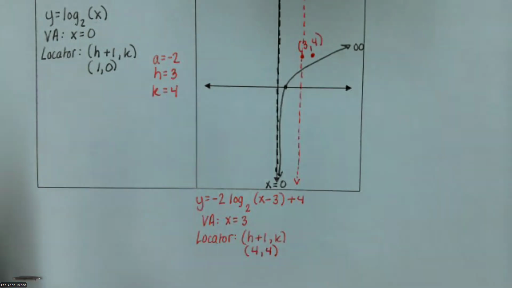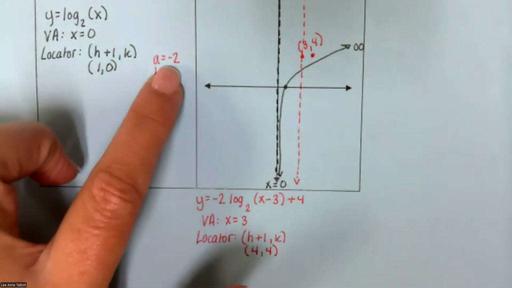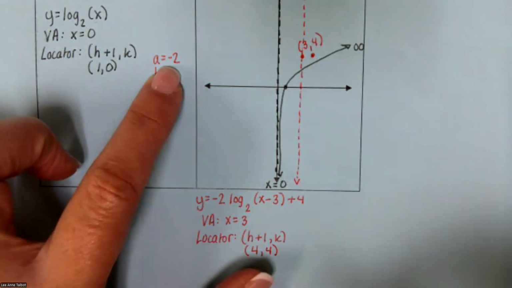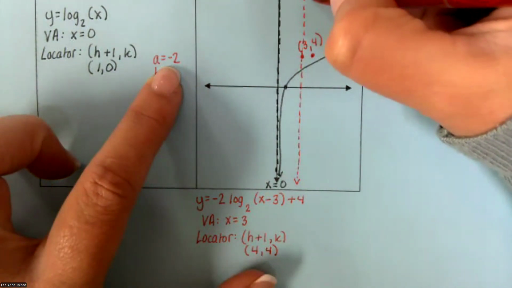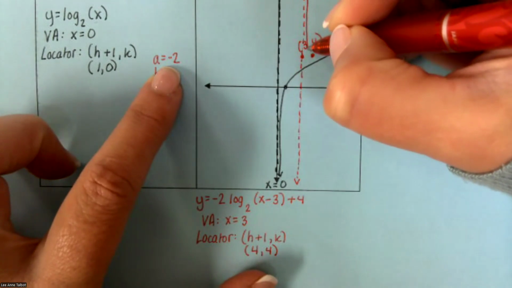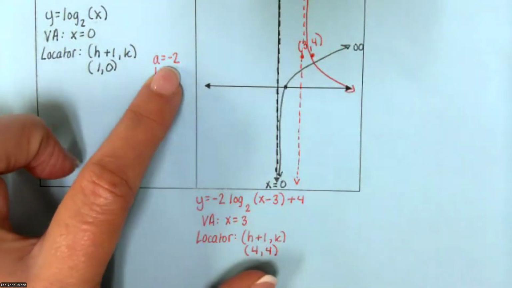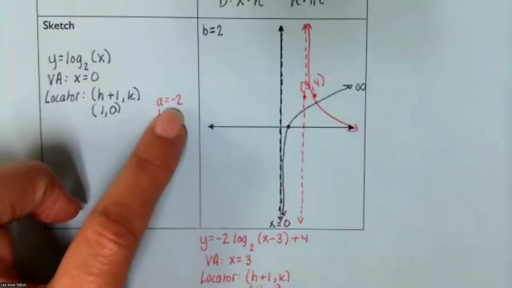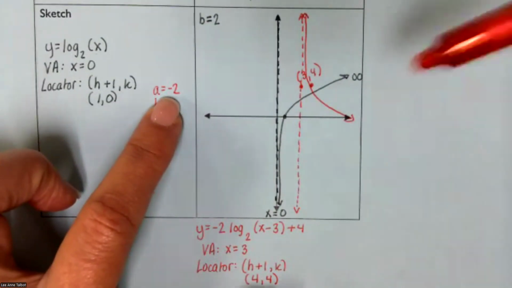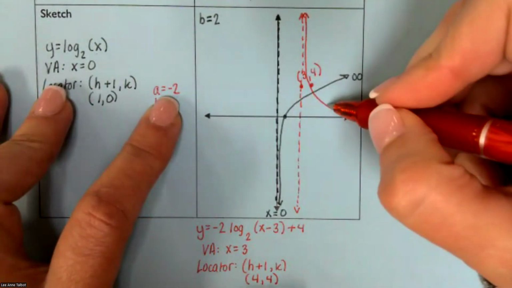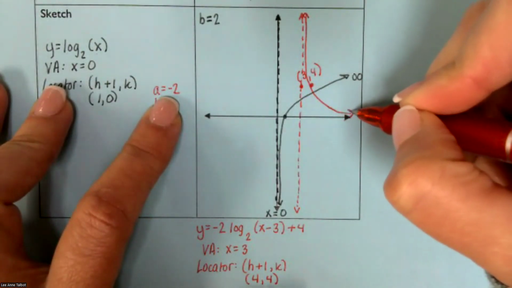Okay, last thing you need to know. A is negative. I told you not to worry about the 2. A is negative, so it's going to come down the asymptote from the top. And go that way.